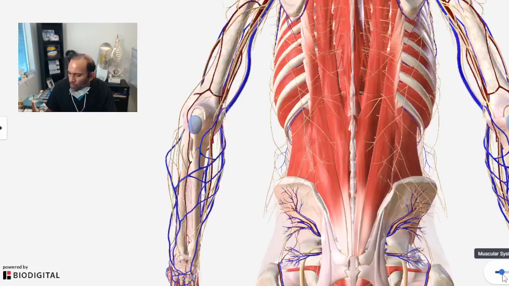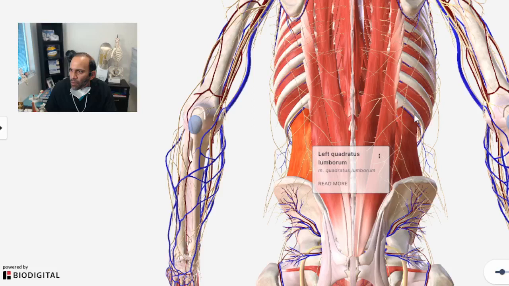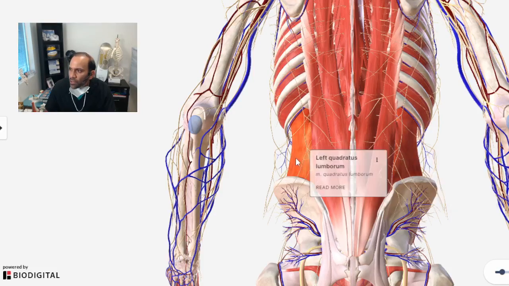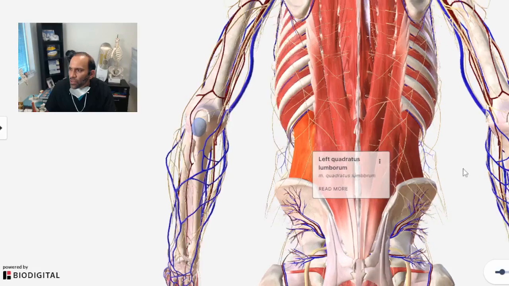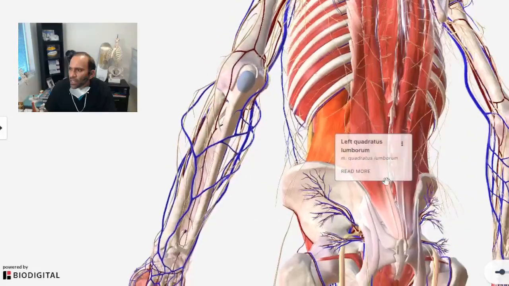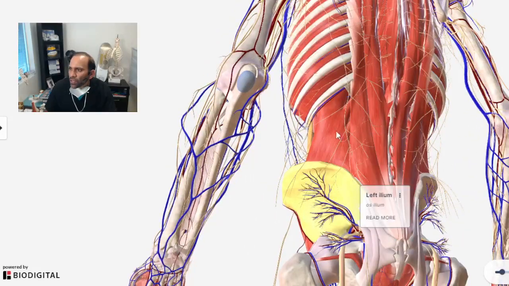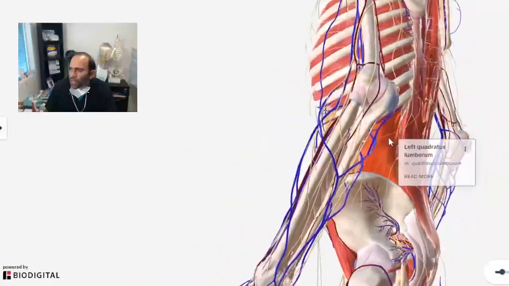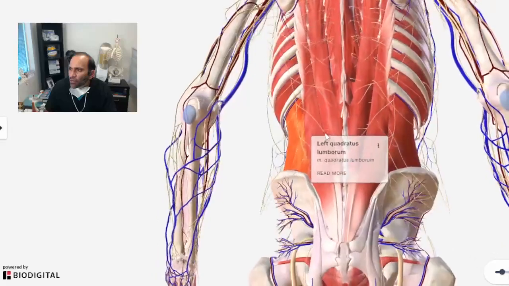As we strip away some more layers of muscles here, we can see underneath the transverse abdominal muscles have your quadratus lumborum muscles. And these quadratus lumborum muscles are the muscles that connect your hip, your iliac crest, all the way up to your ribs. And these muscles, again, are deep stabilizers of the back.